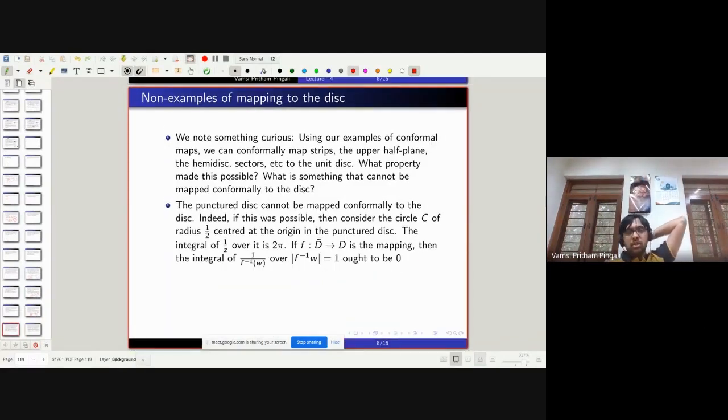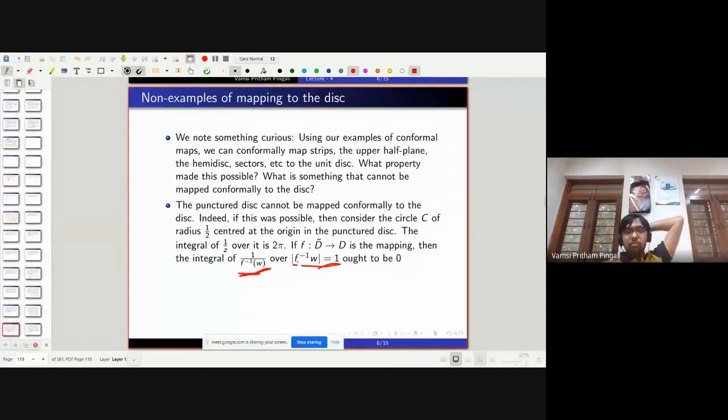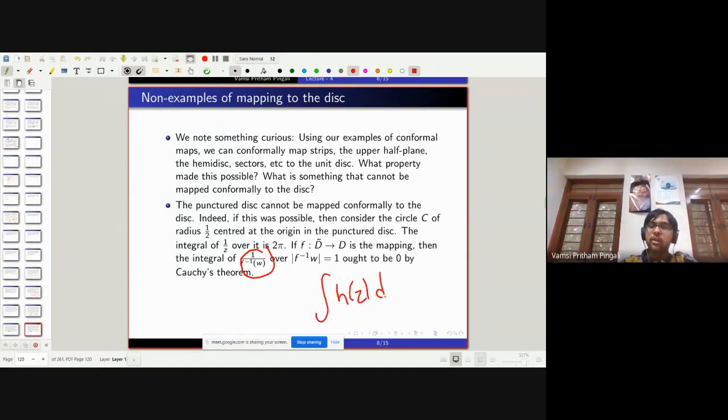Now the point is the integral of f1 by this function over this weird closed curve. If I take this closed curve, the same function 1 by z will become some other function here. That integral better be 0. Why should it be 0? By Cauchy's theorem, because this is a holomorphic function, right? And the integral of any holomorphic function over a closed curve is 0.